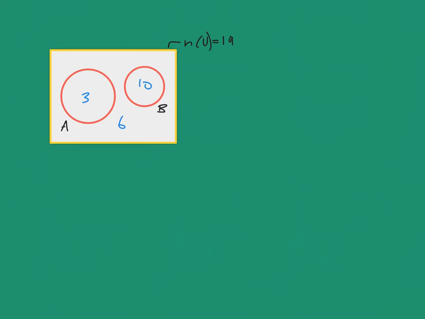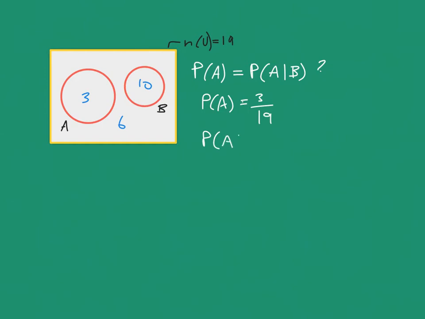We'll do the same check for these two events in this example. So is the probability of A the same as the probability of A given that B happens? So the probability of A is 3 out of 19, because that's the number of elements in A divided by the number of elements in the universal set. The probability of A given B.